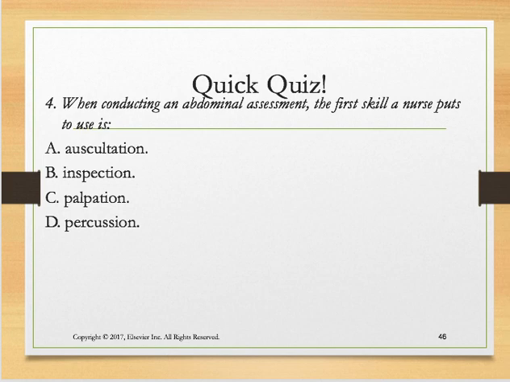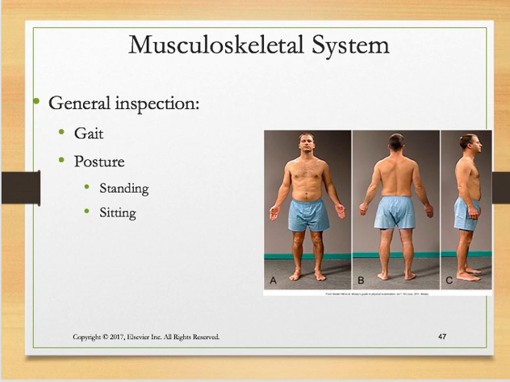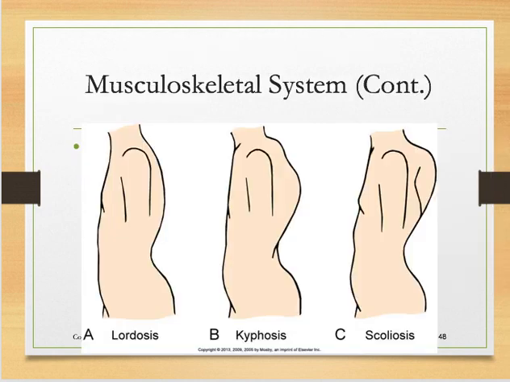What's the first skill you do? Come on, you all know this. Inspect. Look, listen, feel. Inspect. And then you're also going to do a musculoskeletal assessment, right? So you're going to look at how they can walk, what's their posture, looking at their back, looking for scoliosis, right?